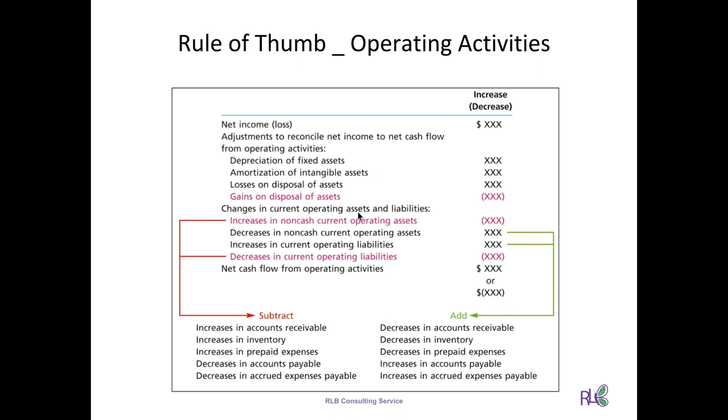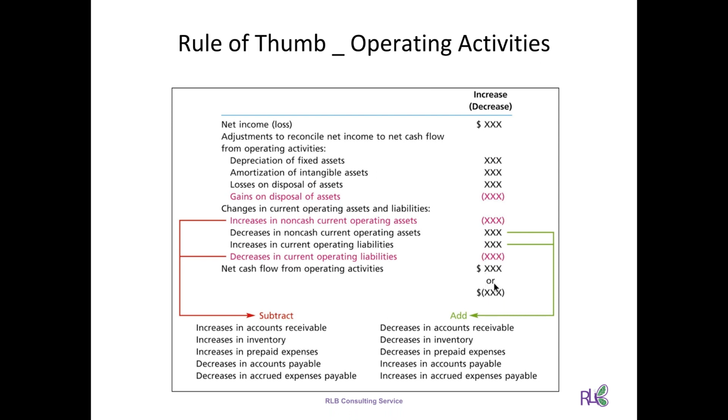Then we have our changes in current operating assets and liabilities, and we have here an increase in non-cash current assets. So here we subtract it. So I just told you if it says increase with the asset, you subtract it, you do the opposite math. If it says decrease in asset, you add it. However, if it says increase in a liability, you add it because you're going to do the same math. If it says decrease in liability, you subtract it, same math.